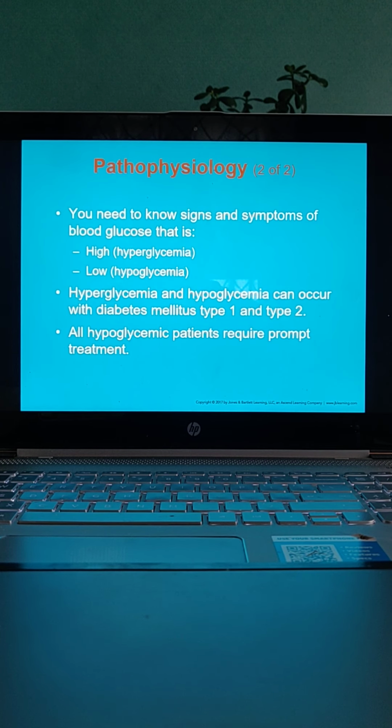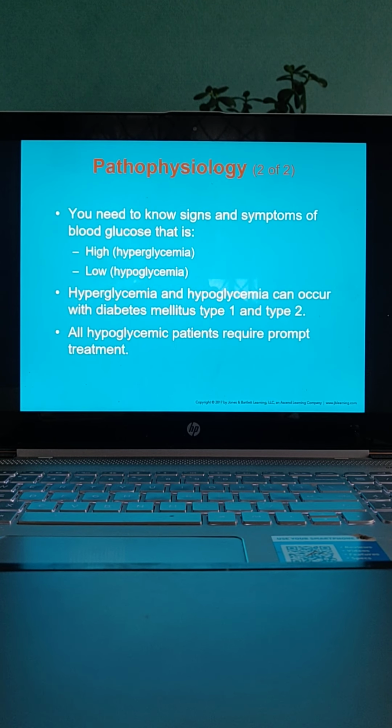Hyperglycemia and hypoglycemia can occur with diabetes type 1 and diabetes type 2. And I'll get to presenting those two in just a minute. All hypoglycemic patients require prompt treatment. Somebody who is hyperglycemic has a high amount of sugar in their body. That usually takes a long time to build up. That can take days and weeks. Whereas somebody who has hypoglycemia, which is low blood sugar, that is an immediate threat.